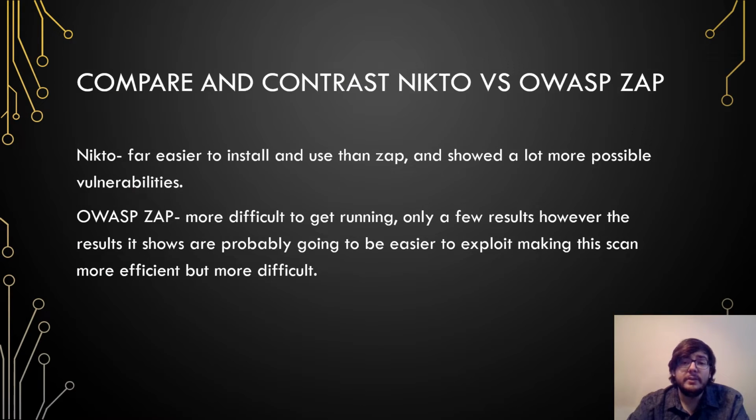The compare and contrast for Nikto versus Zap. Nikto was by far easier to install and showed a ton of possible vulnerabilities, while Zap was more difficult to run and only showed a few vulnerabilities, but the vulnerabilities it showed did give a little bit more information than I was expecting, and it seems to be more efficient. But Nikto did provide a lot of information that you could potentially use. They're both good, just depending on what you're really looking for.